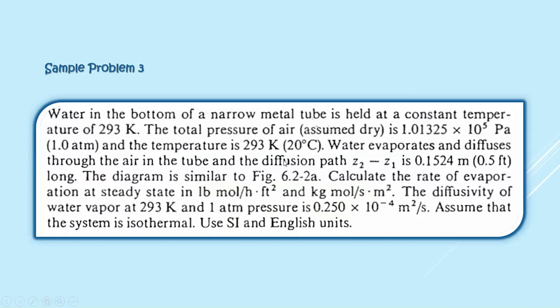And the temperature is 20 degrees Celsius, and this is the equivalent in Kelvin. The water evaporates and diffuses through the air in the tube, and the diffusion path, or the length through which water diffuses, is 0.1524 meters, or that's equivalent to 0.5 feet long. The diagram is similar to figure 6.2-2A, which I have discussed.